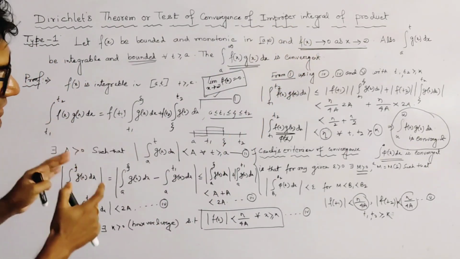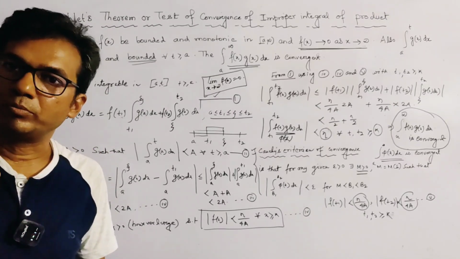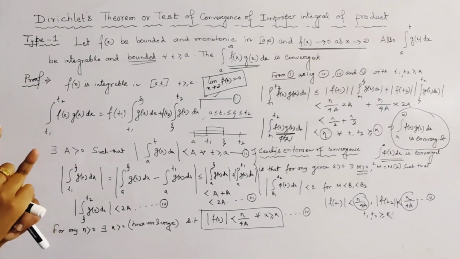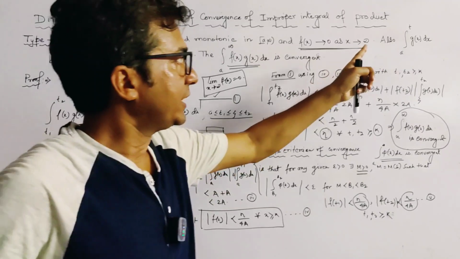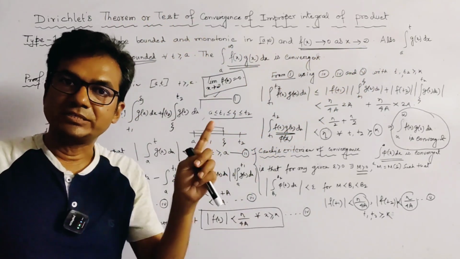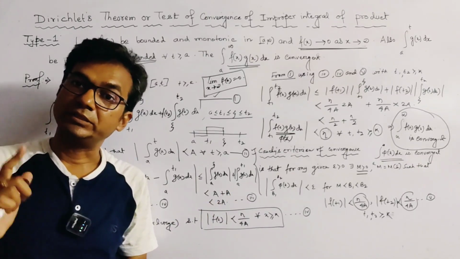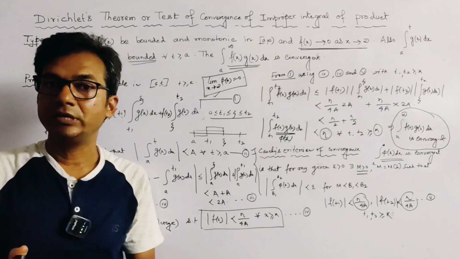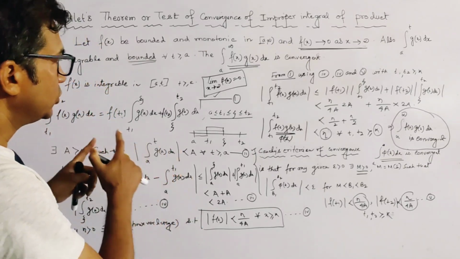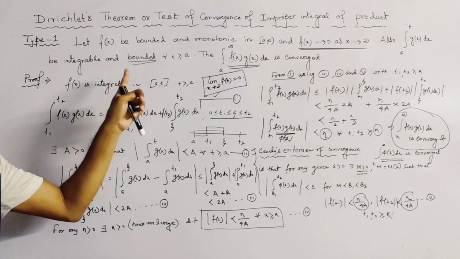So we proved very easily this theorem, that is Dirichlet's theorem or Dirichlet's test of convergence of improper integrals. But this is of the first type, where the range of integration is infinity. We discuss in the second case where the range of integration is finite, but there is an infinite discontinuity at the lower limit. At first we see two or three important examples based on this theorem.